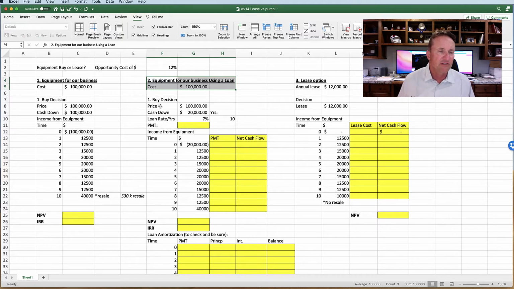So here's the loan information. We're going to put cash down of $20,000, meaning we're going to have to borrow $80,000.